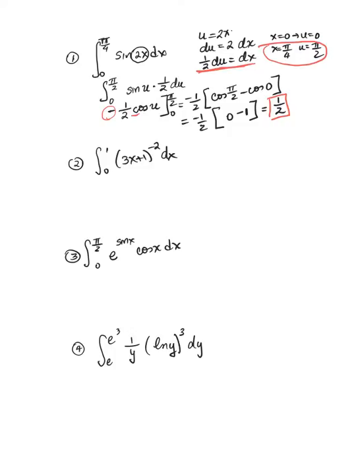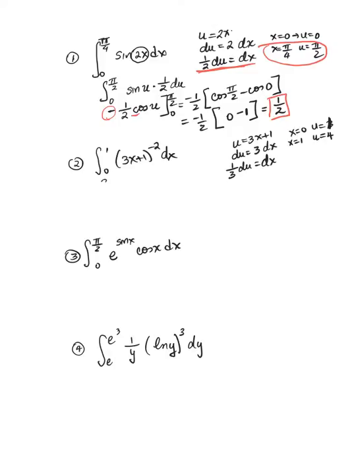The innermost function here is 3x plus 1. So du is, the derivative of 3x plus 1 is 3. I'll put the dx here. So 1/3 du is dx. When x is 0, u becomes 3 times 0 plus 1, which is 1. And when x is 1, u becomes 3 times 1 plus 1, which is 4.